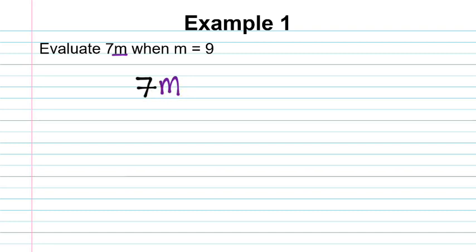So I'm going to substitute in 9 for m, and I'm going to put that in parentheses here. So I go ahead and then substitute that 9 in, and that means this is just 7 times 9, which gives us a grand total of 63.